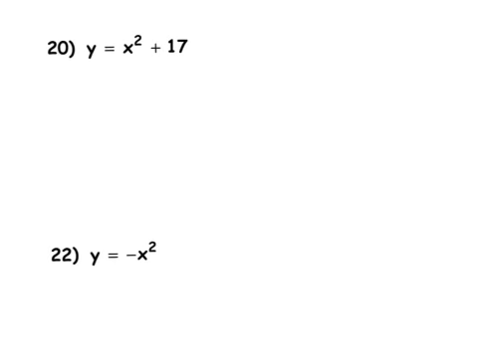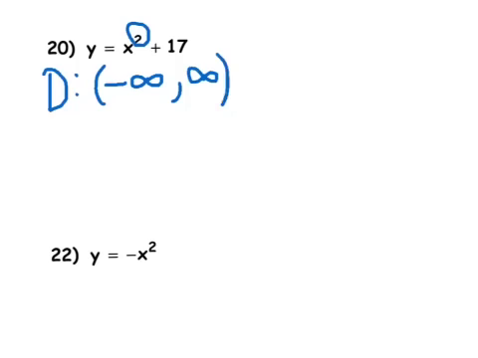Here's the nice thing with quadratics, absolute value problems, and linear equations. No matter what, if there's a squared in it, an absolute value in it, or if it's just an equation for a line, the domain is always, always, always going to be negative infinity to infinity.